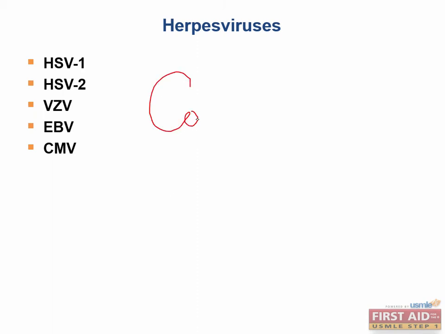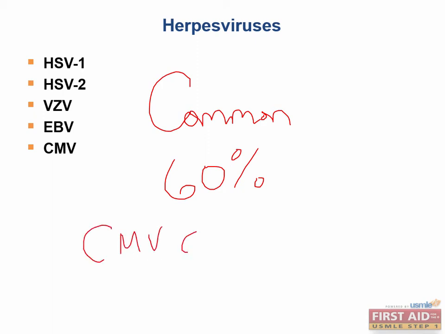CMV is a very common virus, with some studies showing that up to 60% of the United States population has been exposed and could be infected by CMV. But do you think that 60% of the population is suffering from a CMV colitis? No, I highly doubt that, which is why it is important to remember that the virus really only affects people who are immunocompromised.